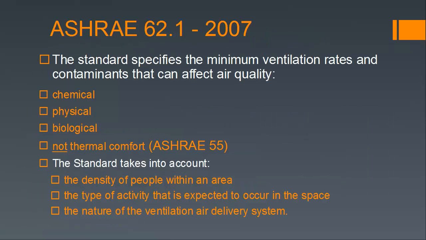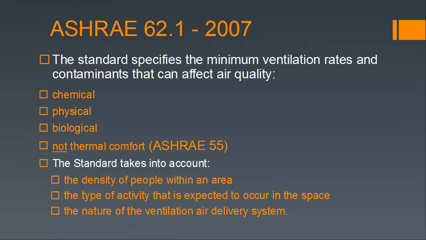ASHRAE 62.1 2007 is a really important standard to know for the environmental quality section of LEED. The standard specifies the minimum ventilation rates and contaminants that can affect air quality, including chemical, physical, and biological factors. What's not included is thermal comfort. That's ASHRAE 55, which is addressed later in this section.